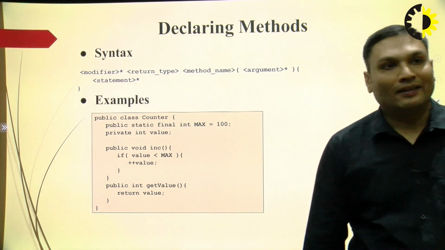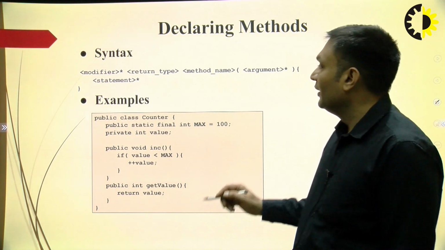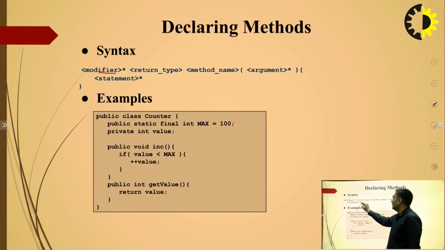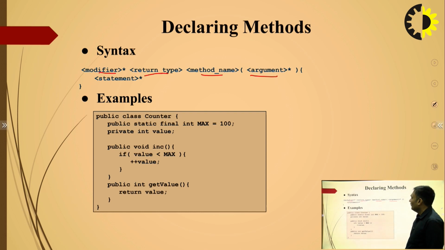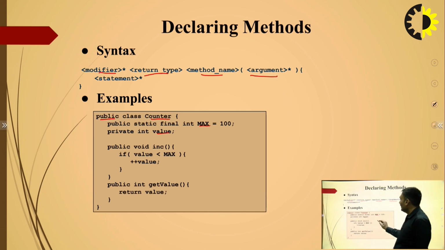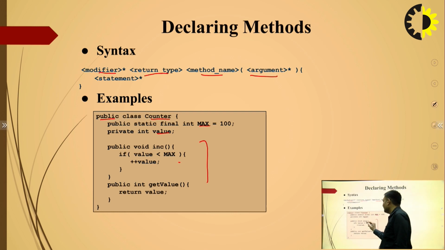Now, how do we define the methods? To define a method in a class, firstly we define the modifier, then the return type, then the method name, and if there are arguments, then we define the arguments, then open curly braces, then close curly braces. For example, I am defining a class Counter that is publicly accessible. Then there is an attribute max and an attribute value, and now I am defining a method whose name is inc.